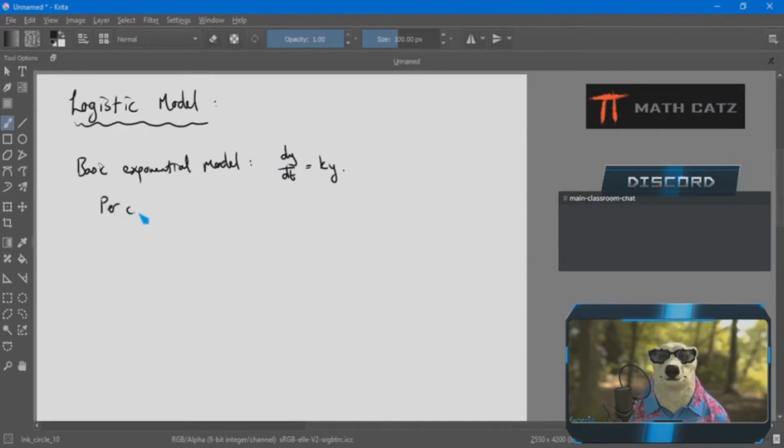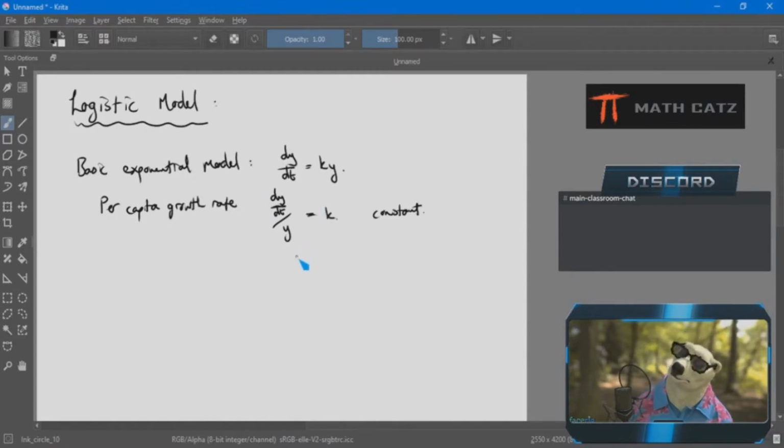The per capita growth rate is the growth rate per person. For the exponential model that is constant, which isn't really super realistic because it says that even if you have a ton of people, the growth rate is the same. Yet, with that many people, space becomes an issue and it actually throttles the growth rate back.